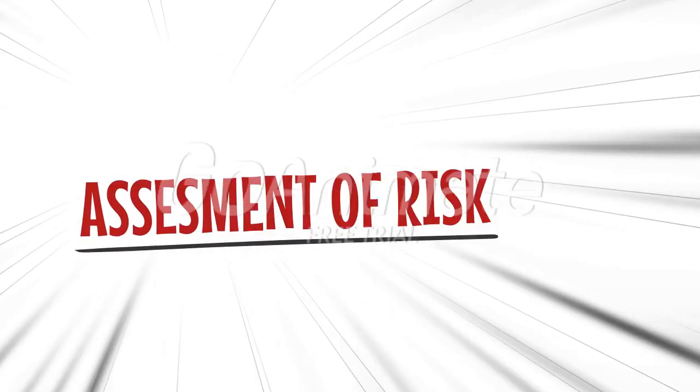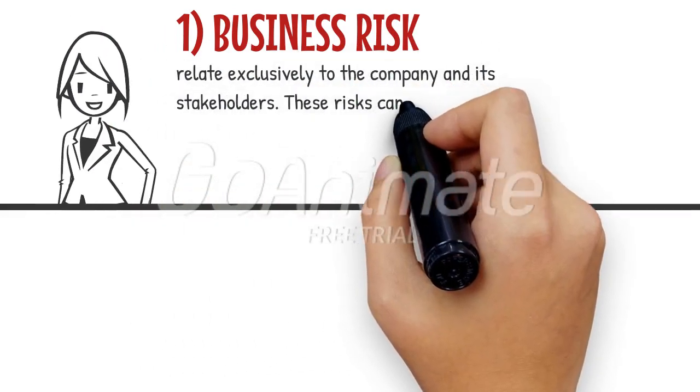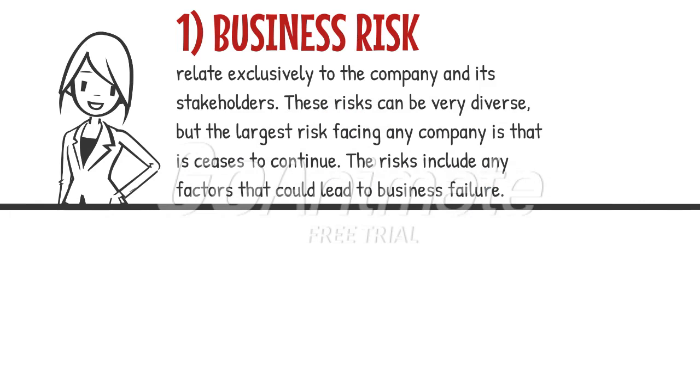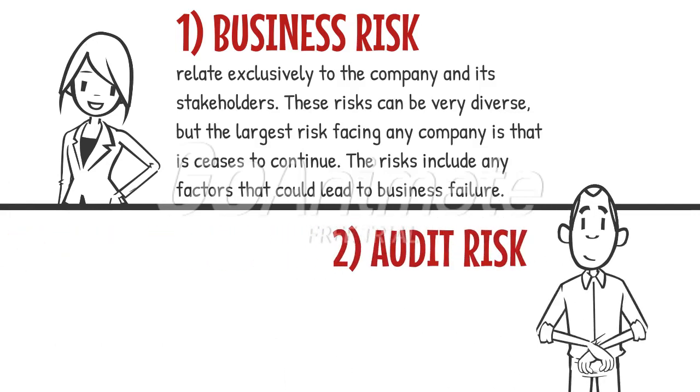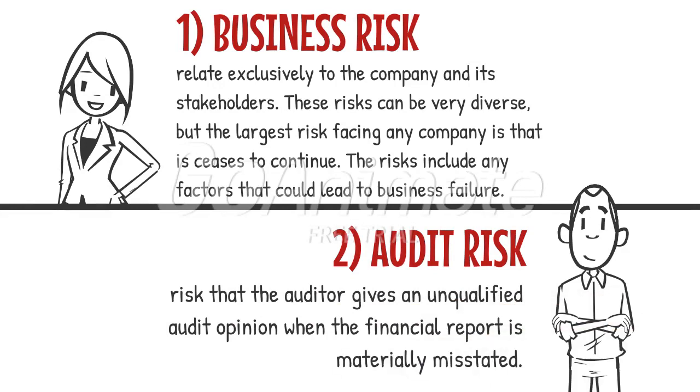Assessment of risk. Business risks relate exclusively to the company and its stakeholders. These risks can be very diverse, but the largest risk facing any company is that it ceases to continue. The risks include any factors that could lead to business failure. Audit risk is the risk that the auditor gives an unqualified audit opinion when the financial report is materially misstated.